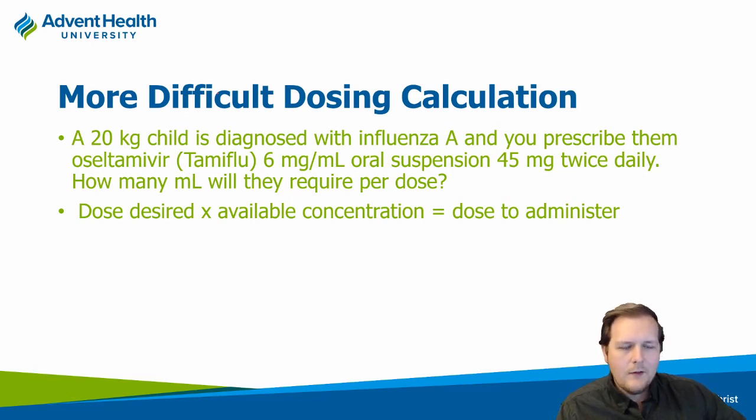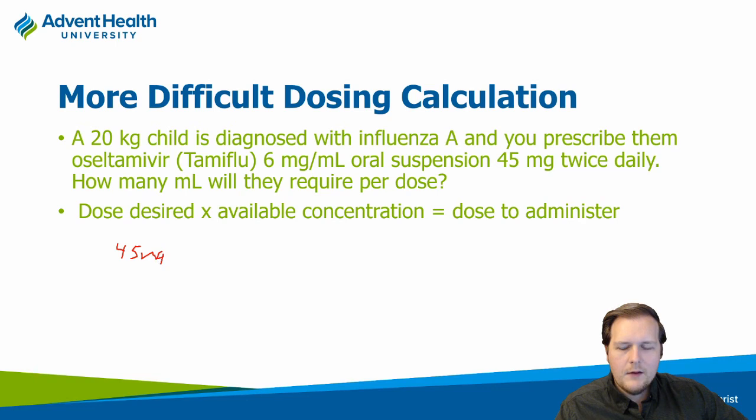How many mLs do they require per dose? Okay, so now you can see it's a little bit more complicated. So basically what we're going to do is take our dose desired, multiply that by the available concentration, and that's the dose to administer, right? What I know already is, and again, I don't even need the patient's weight here, I already know the dose I'm getting, so 45 milligrams twice daily, right? So what I can do is take that 45 milligrams, that's my desired dose.